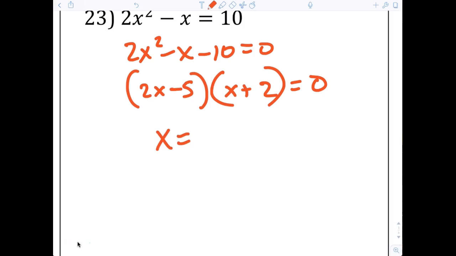So x has to be what? 5 over 2 or -2. Everybody agreeing with me?